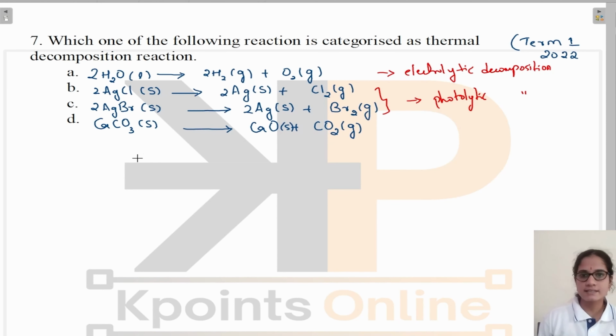Then what about this reaction of calcium carbonate? Yes, it undergoes decomposition reaction in the presence of heat. Yes, this is the correct option. Calcium carbonate, when it is heated, forms calcium oxide and carbon dioxide. So our correct option will be D.